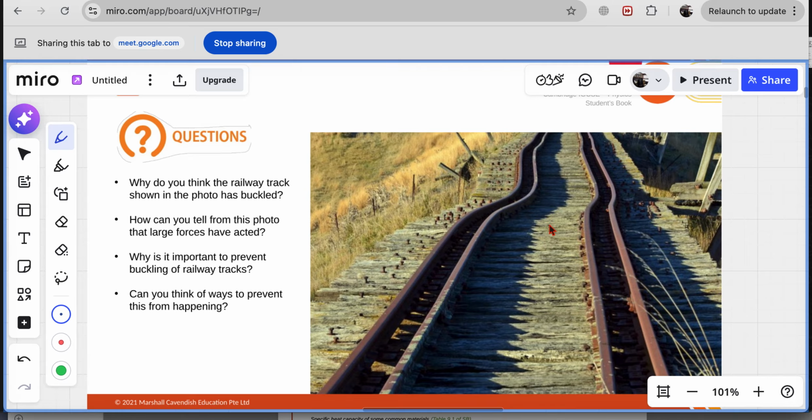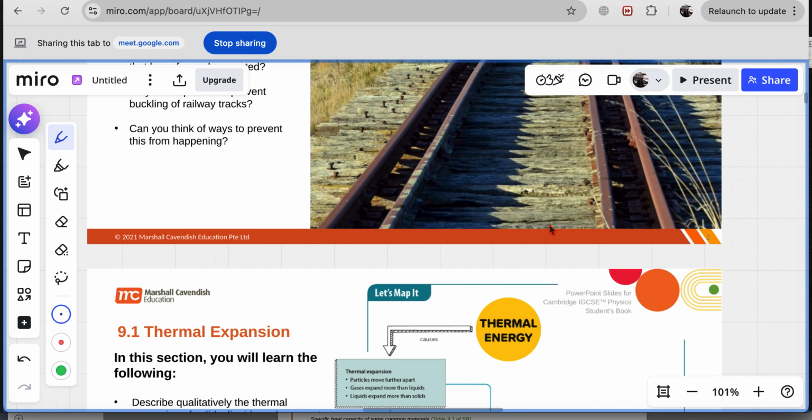Why is it important to prevent them? Because it can lead to accidents, and can make the train derail from the track. Can you think of ways to prevent this? Of course, we want to. That's what we want to look at.